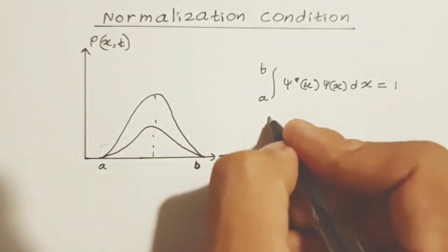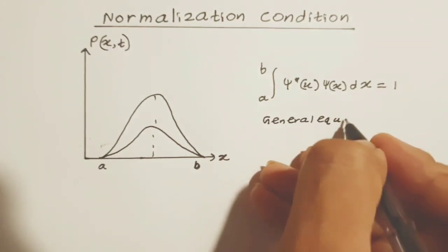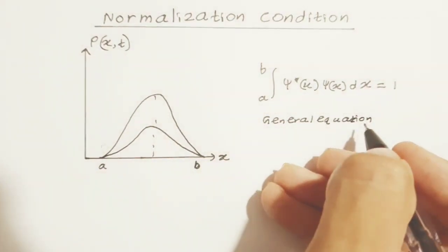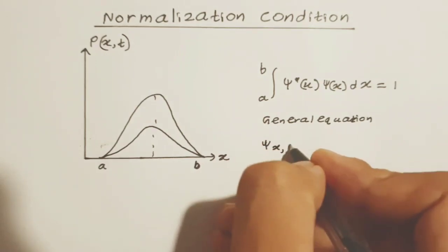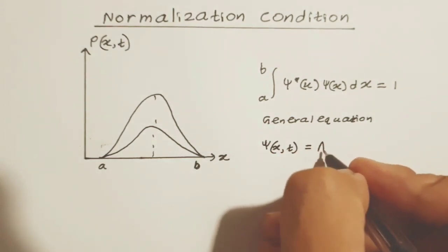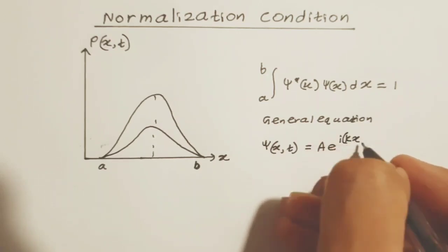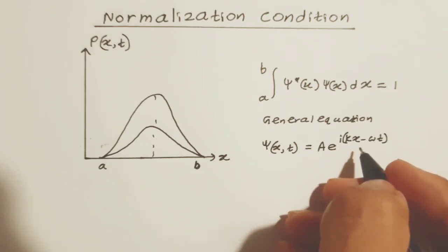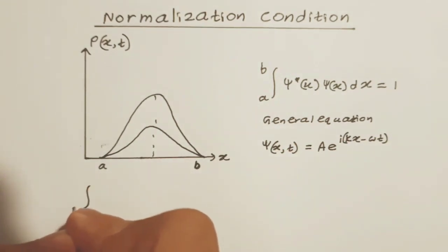We know that the general equation to find the function is psi x t, which is equal to A times e to the power i(kx minus omega t). Now we get this equation and we substitute it into this particular equation. So we have the integral from A to B.